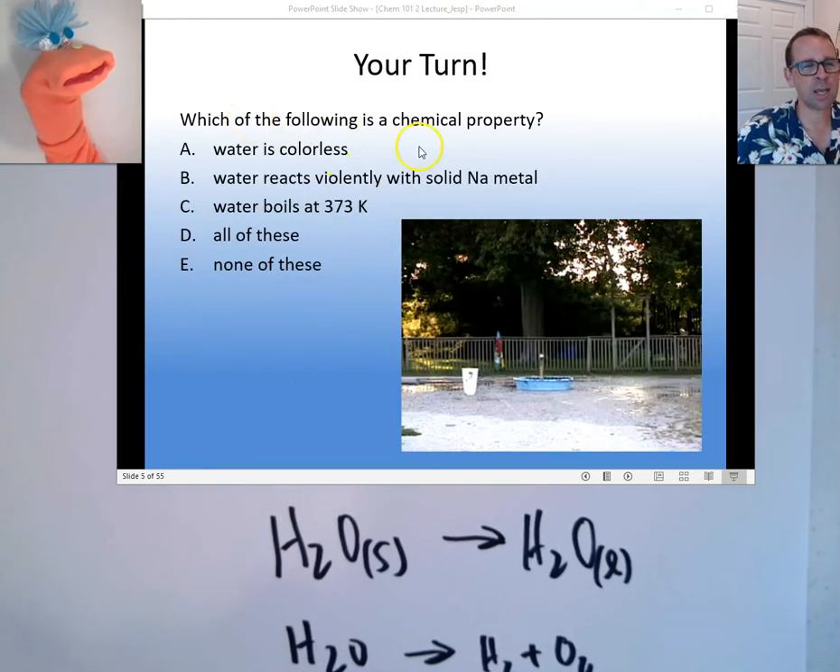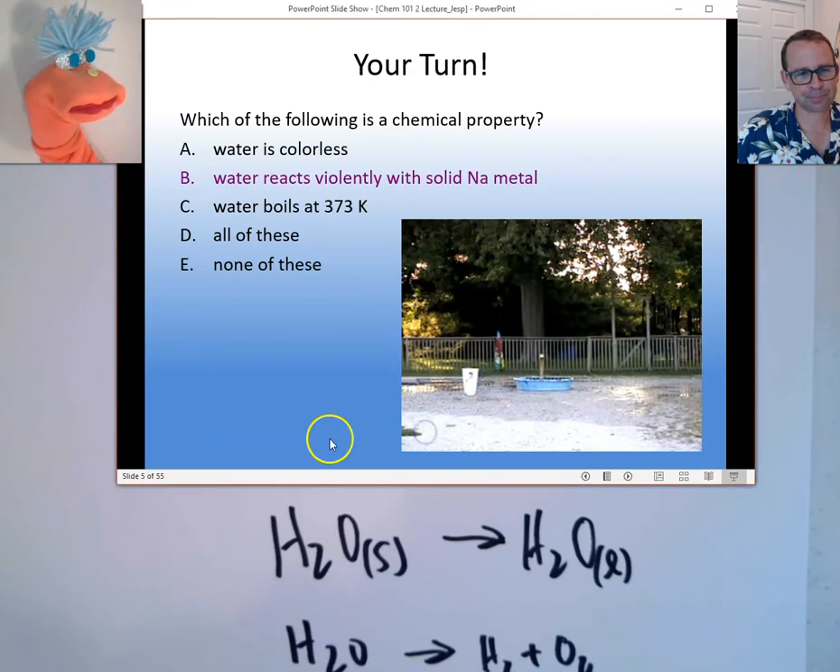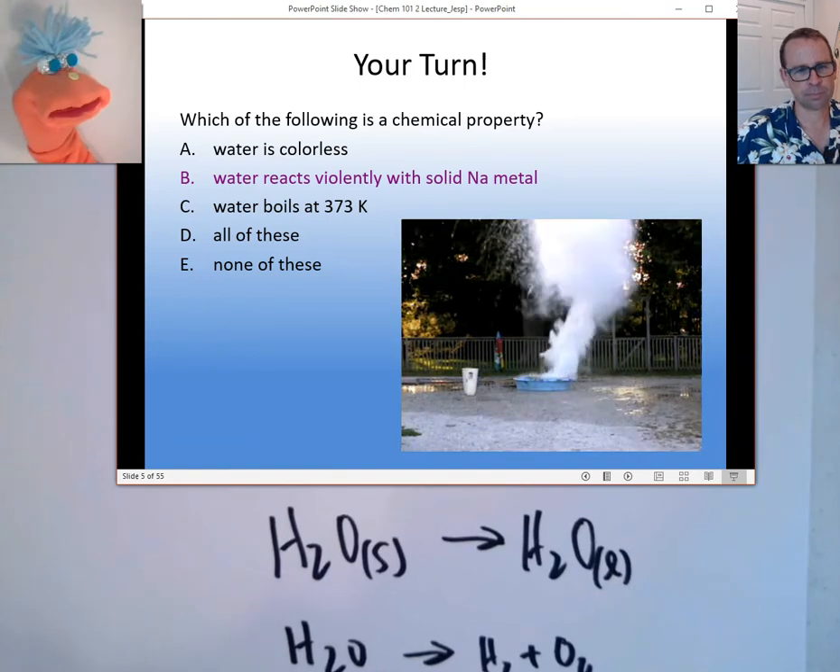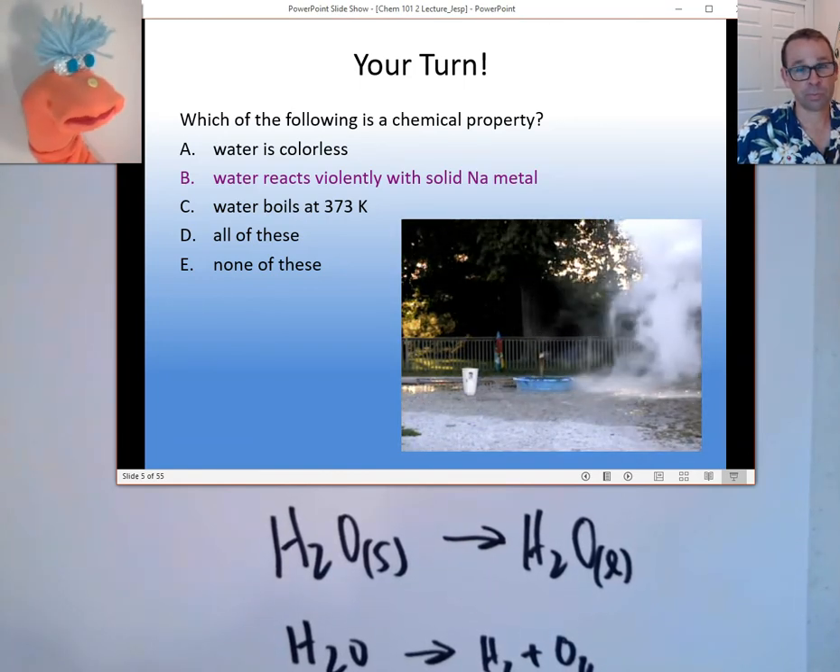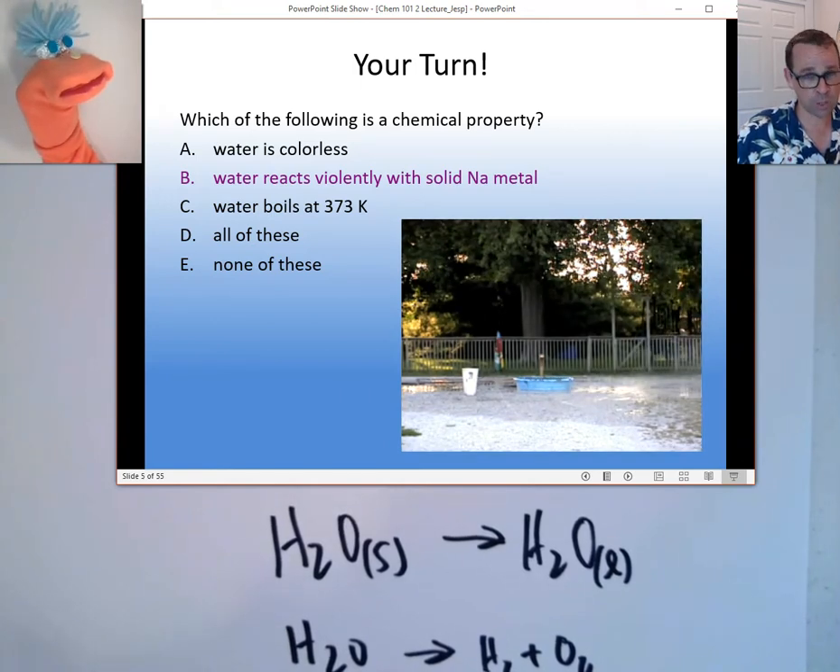Which of the following is a chemical property? I would say B. Okay, very good. Reacts violently with sodium metal. And I want to show you this video. Here we have a stand with some sodium on it, and we're going to drop it into this little kiddie pool of water. Watch what happens. Oh boy, that was quite an explosion, huh? That's just sodium and water? That's right, just sodium metal dropped into water.